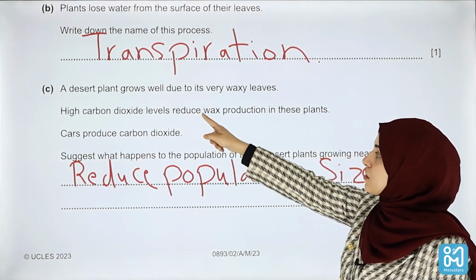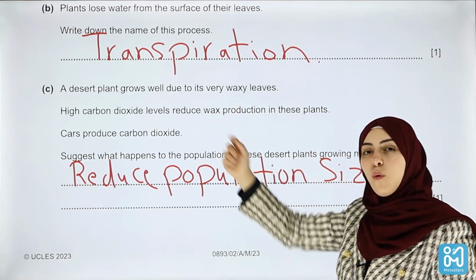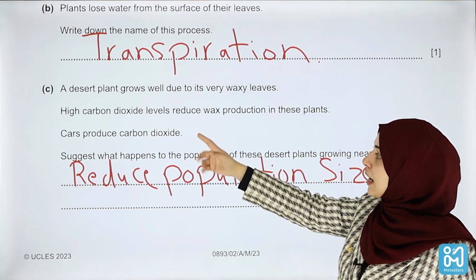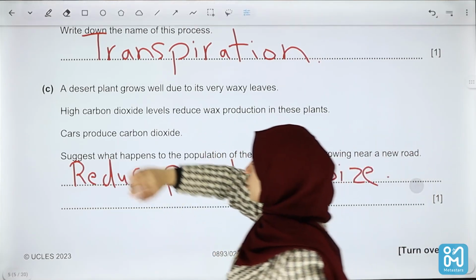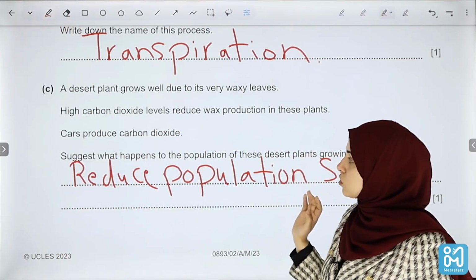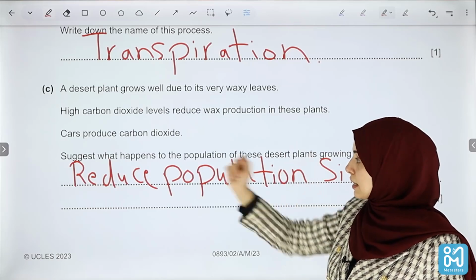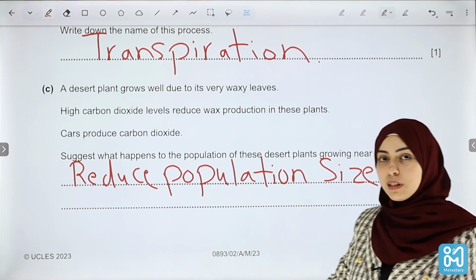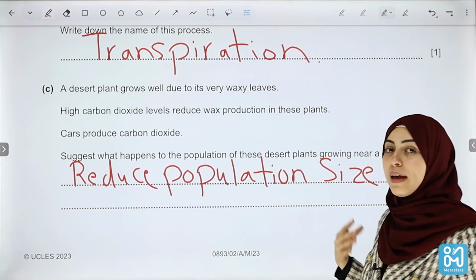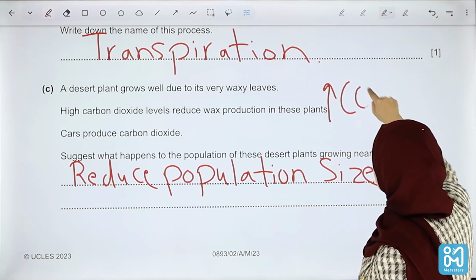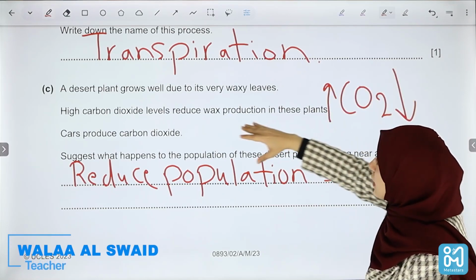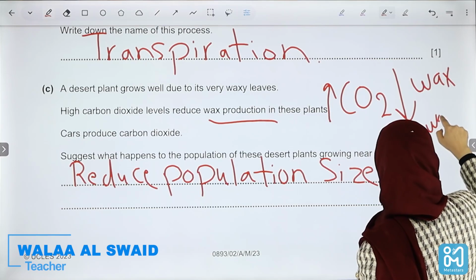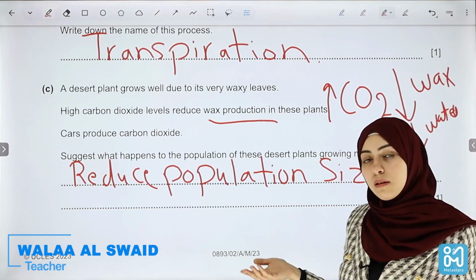Okay, a desert plant grows well due to its very waxy leaf. While talking about a waxy leaf, we are talking about a type of leaf that prevents water loss. High carbon dioxide levels reduce wax production. Okay? Cars produce more carbon dioxide. Suggest what happens to the population of these desert plants growing near a new road. If we have a new road, we will have more cars. If we have more cars, we will have more carbon dioxide. It means the wax production will be less. So we will have less water in the leaf because the wax prevents water loss.